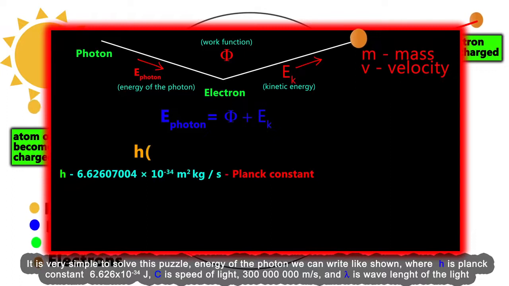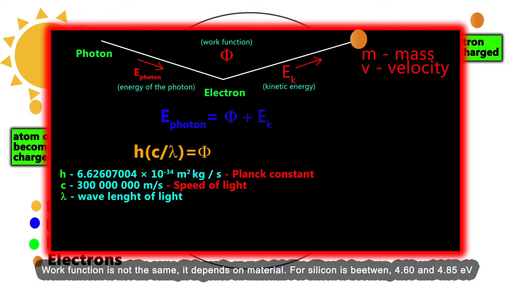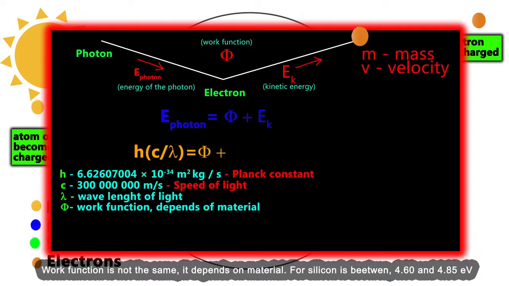The energy of the photon we can write as shown, where h is the Planck constant, 6.626 times 10 to the minus 34 joule-seconds, c is the speed of light, 300 million meters per second, and lambda is the wavelength of the light. The work function is not the same for all materials, it depends on the material. For silicon it is between 4.60 and 4.85 electron volts.